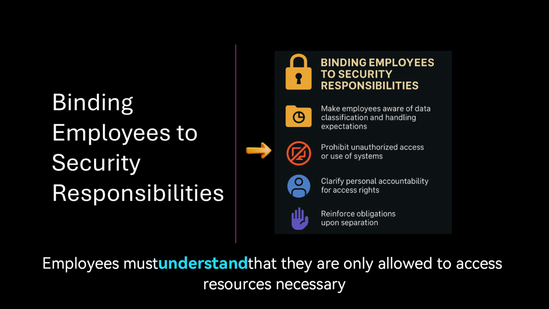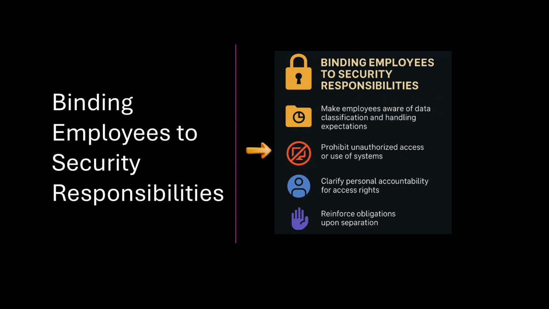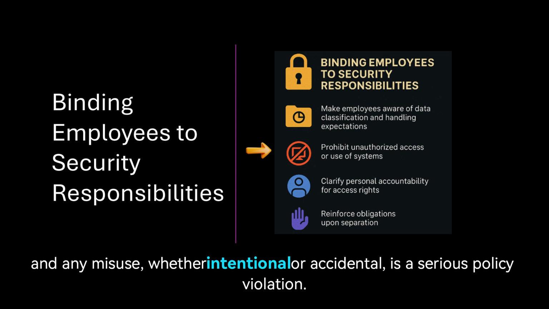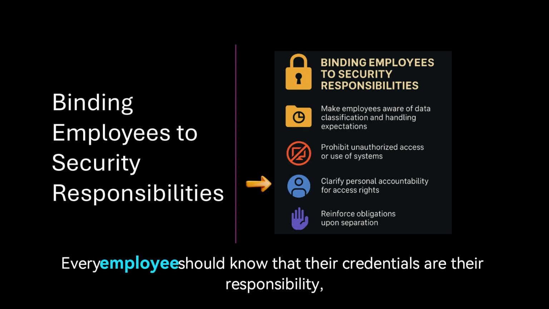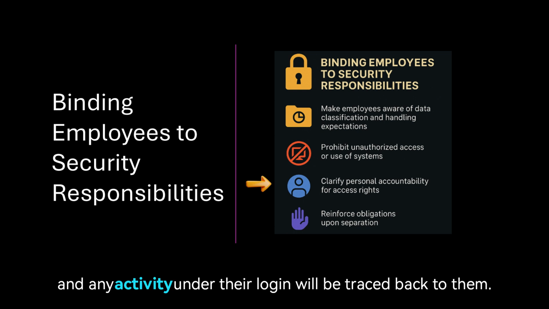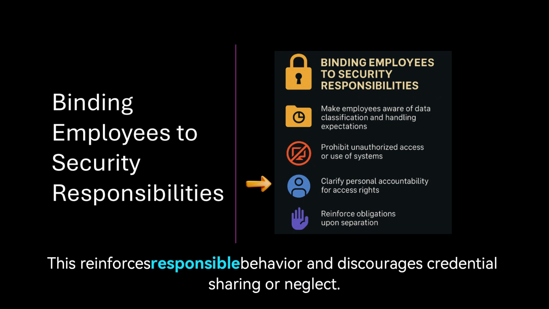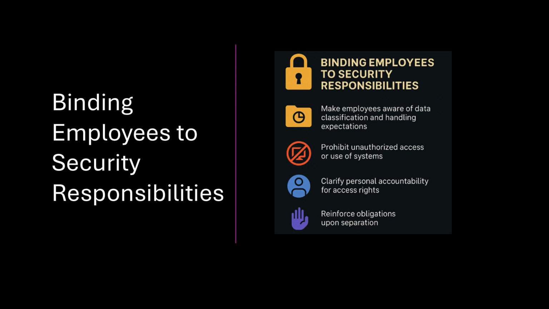Make sure the agreement prohibits unauthorized access or use of systems. Employees must understand that they are only allowed to access resources necessary for their roles, and any misuse, whether intentional or accidental, is a serious policy violation. It's also essential to clarify personal accountability for access rights. Every employee should know that their credentials are their responsibility, and any activity under their login will be traced back to them. This reinforces responsible behavior and discourages credential sharing or neglect.